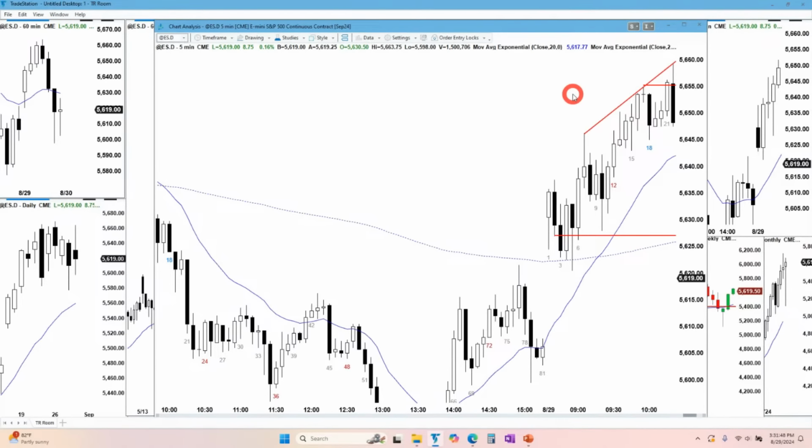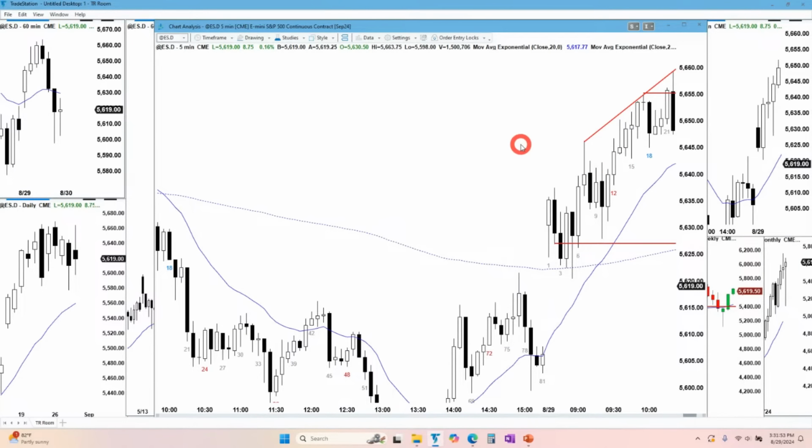And bears, they know that. They're not dumb. So what are the bears going to do? The bears are going to start selling, and that's what caused this bar. Now, what about selling the close of 22?